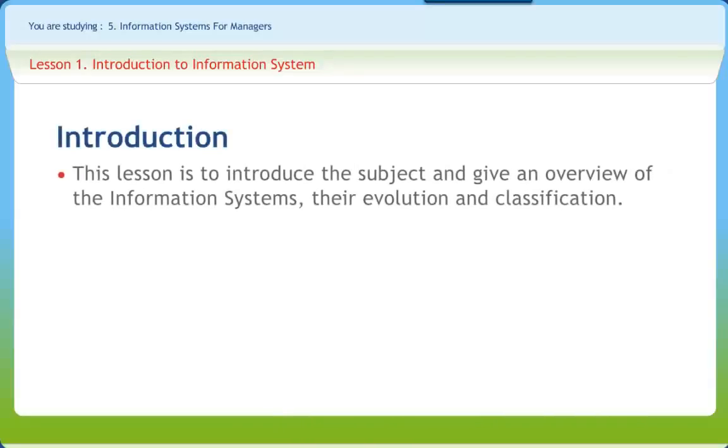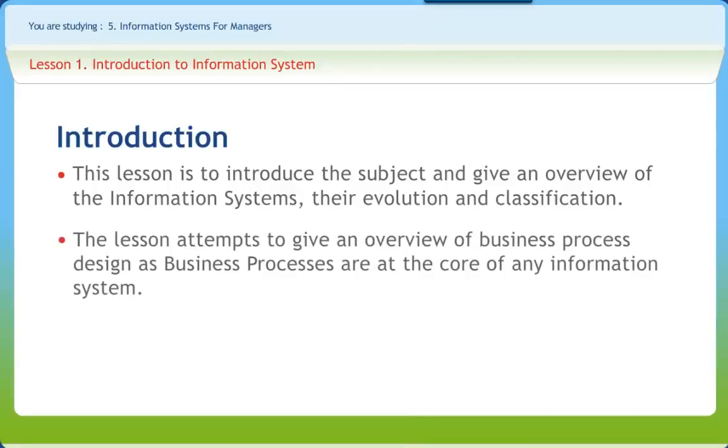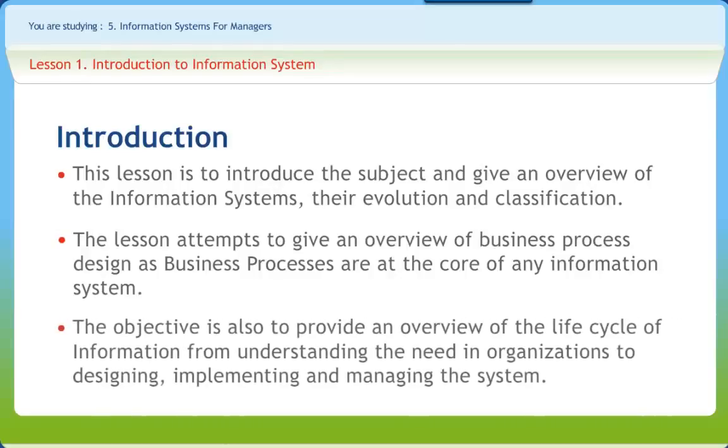The present lesson introduces information systems for managers as a subject and gives an overview of information systems, their evolution and classification. We would also make an attempt to give an overview of business process design, since business processes are the core of any information system. The objective also includes providing an overview of the life cycle of information, from understanding the need in the organization to designing, implementing and managing the system.